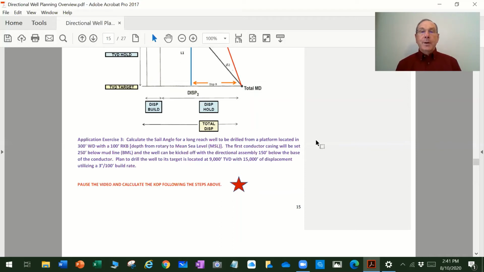I encourage you to pause the video and follow the example that we just went through and calculate the sail angle for this application.